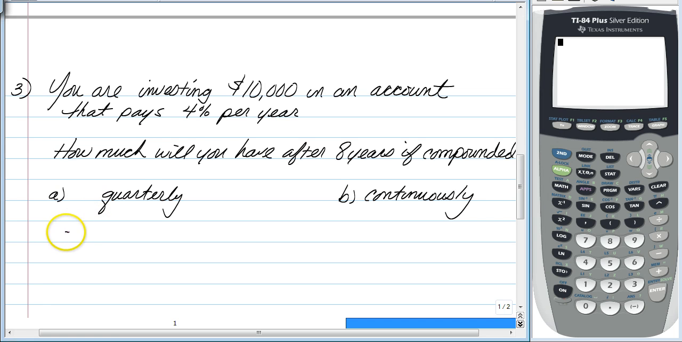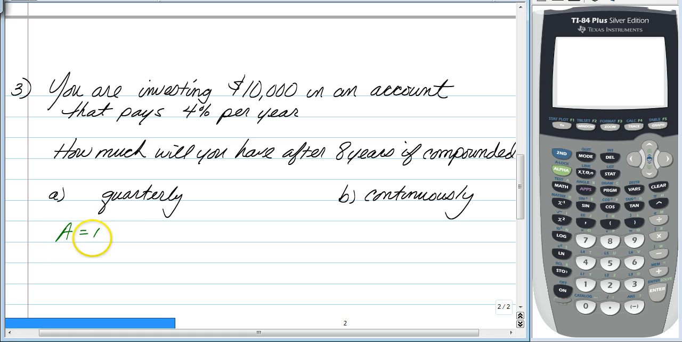So for quarterly, the formula you need is the amount of money is equal to the principal times 1 plus your rate divided by the number of times it's compounded, raised to the number of times it's compounded times t. But when you're doing continuously, that's A is equal to P e raised to the rt. So we have 2 different formulas we need, but we're just going to use the calculator for both of them. And your answer should be close. They're not going to be the exact same, but they should be close.